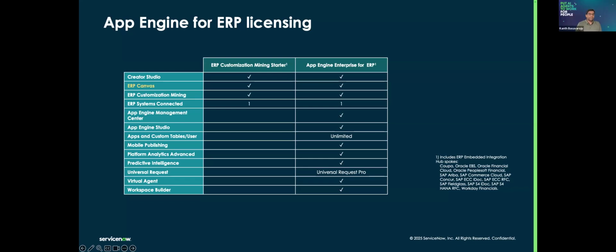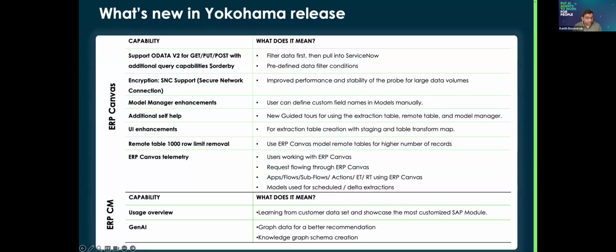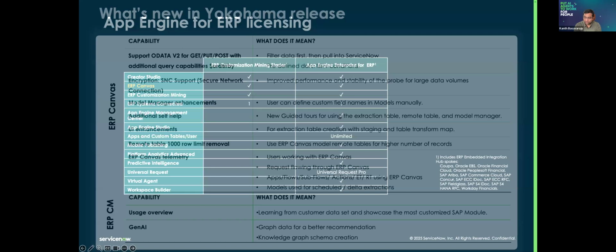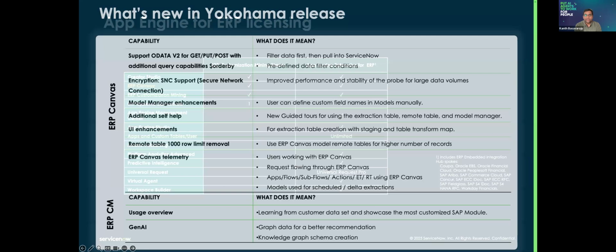Yeah, so like Willem was alluding, what we give is whatever you need in terms of lowering the barrier of development. That includes App Engine, all the low code, no code toolset of App Engine, ERP Canvas, and ERP Customization Mining. We'll go to the next slide and we'll see quickly the roadmap items.